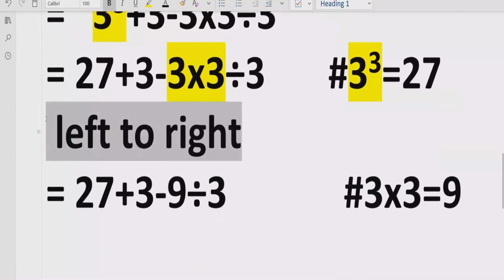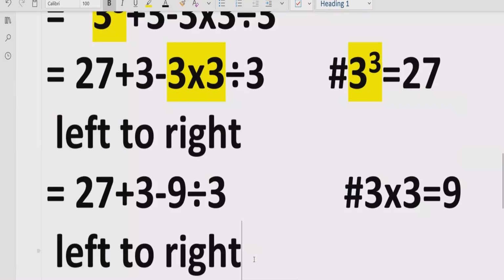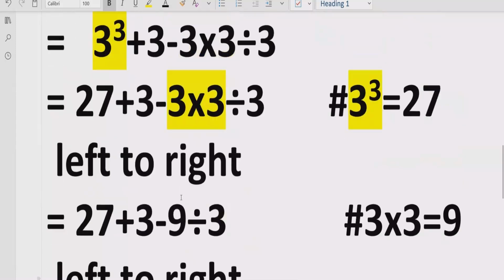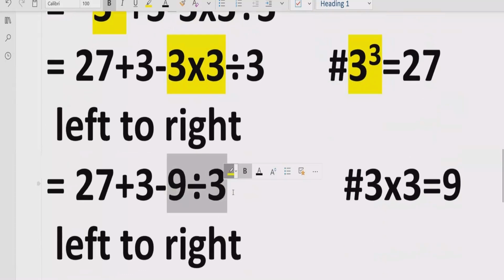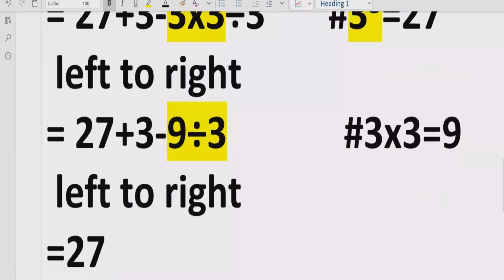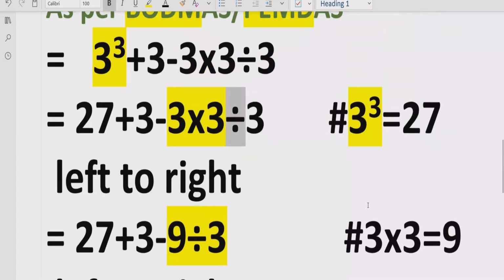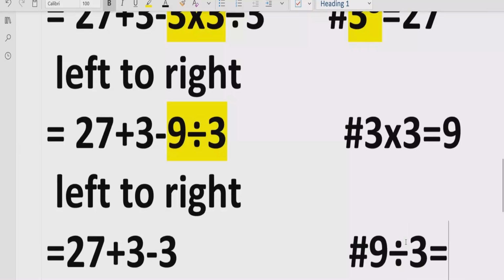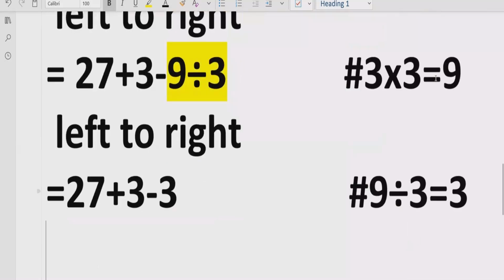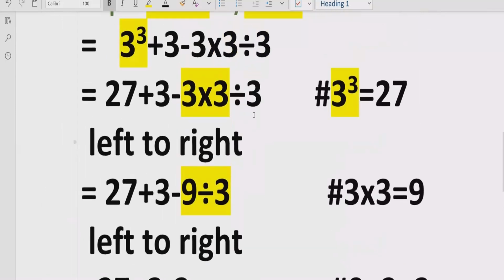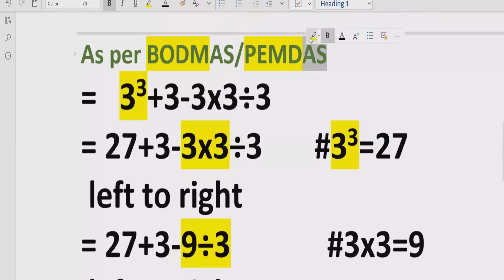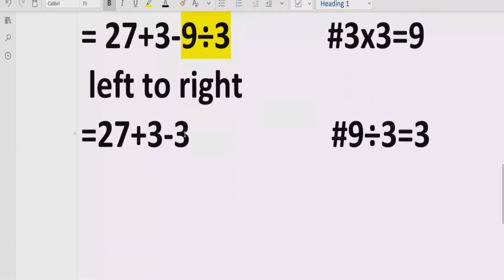Now we have to go again left to right and find out which is coming first, division or multiplication. So now we have this division, which is 27 plus 3 minus 9 divided by 3, which means 3. And here we will give the reference 9 divided by 3 equals 3. Now we have solved division and multiplication. Now we will go for addition and subtraction. So this part we will solve now.